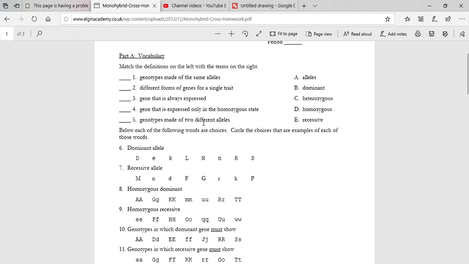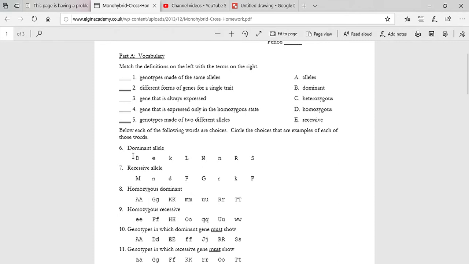Genotypes made up of two different alleles are heterozygous. One thing I forgot to tell you is that alleles are represented using the same letter. The dominant allele is always represented in uppercase letters, and the recessive is expressed in lowercase letters. With that in mind, let's try number 6.